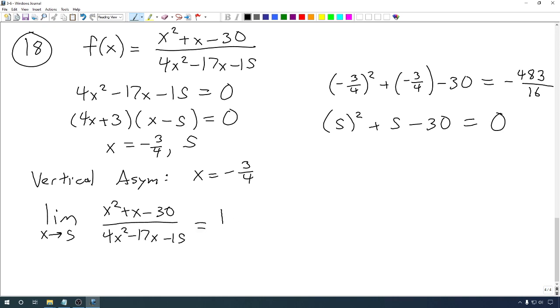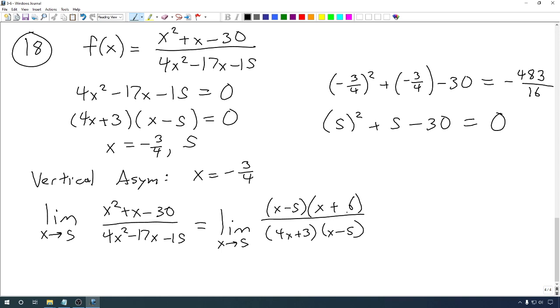Now, actually, on the bottom, we already know how to factor that. We had a 4x plus 3 and an x minus 5. This just coming from here. On the top, we do know we have a factor of x minus 5, just because putting 5 in there gave it 0. We need to figure out what the other factor is. Of course, the first thing here, times x, has to give us an x squared, so you just get an x. And the last thing here, times negative 5, has to give me a negative 30. Well, that's going to have to be a positive 6. In other words, we can cancel out an x minus 5.